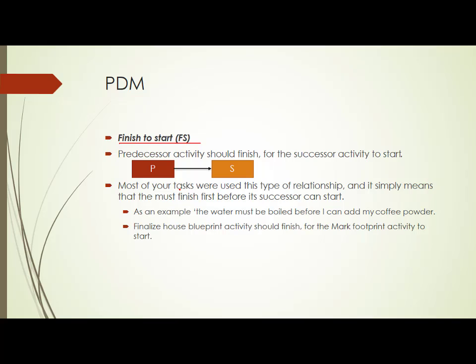Now here I have taken 2 activities, one is called P and one is called S. So we call P the predecessor and S the successor, very important. Successor means what? It comes after your predecessor. So first you have to perform this activity, after that you have to perform this activity. So for S, P is the predecessor, and for P, S is the successor. That is how you have to understand.